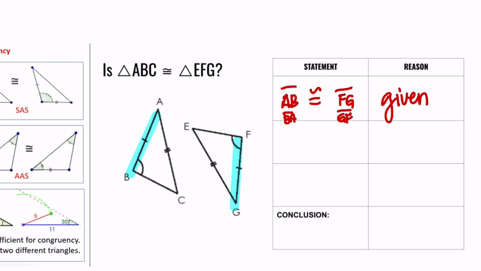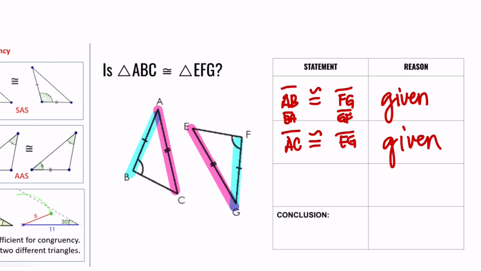So, let's look for another set of congruency. We can see here that line AC has two strokes and line EG also has two strokes. So we can write down line AC or CA is congruent to line EG or GE. Okay? And the reason is given. Now we have to look for one more because to prove congruency, you have to look for three congruent parts of both triangles, okay?